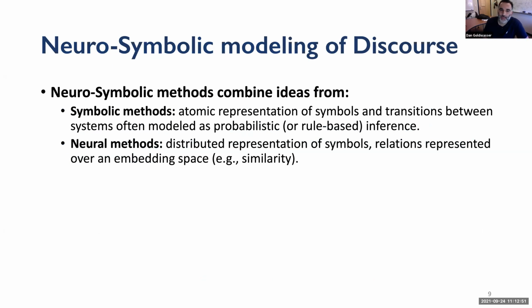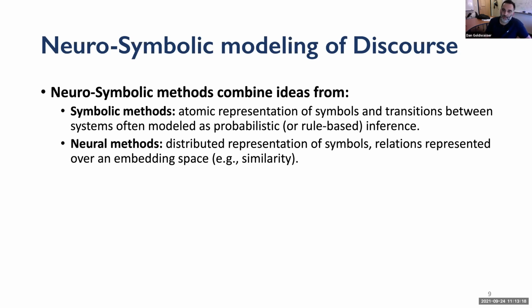One of the directions that we've been really excited about in the last couple of years is to find ways to combine neural and symbolic approaches for doing this kind of contextualized discourse understanding. As their name suggests, neuro-symbolic approaches combine both symbolic and neural methods. Symbolic methods have been less popular since the rise of neural networks.